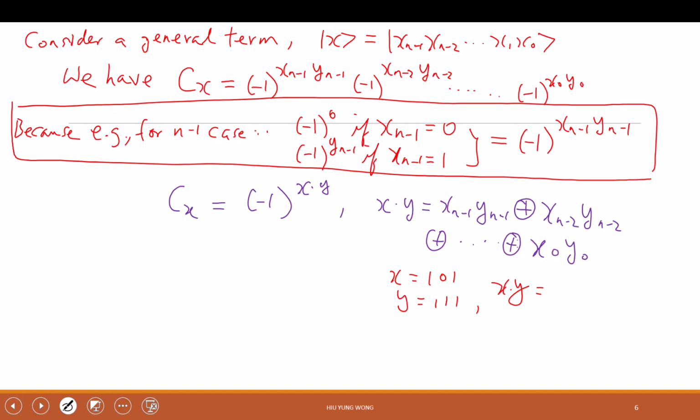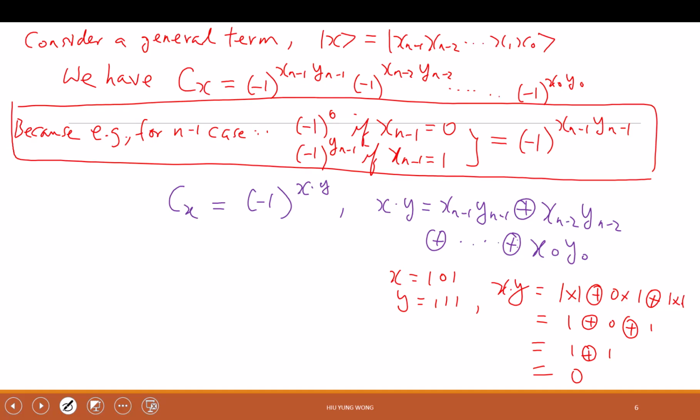Take n minus 1 times 1. Okay, n minus 1 times, very good. 1 times 1, and then 0 times 1, and then 1 times 1. So 1 times 1 is 1, 0 times 1 is 0, 1 times 1 is also 1. Then what is 1 exclusive or 0? What is 1 exclusive or 1? 0. So x dot y in this case is 0.